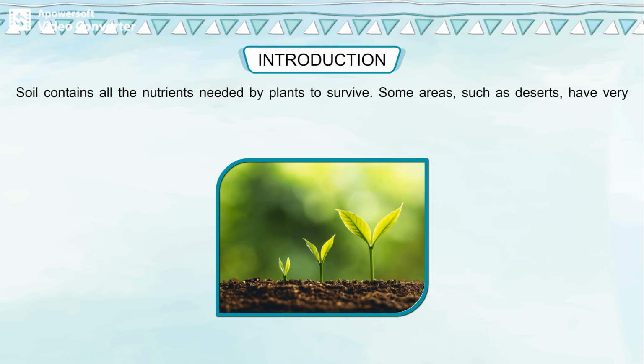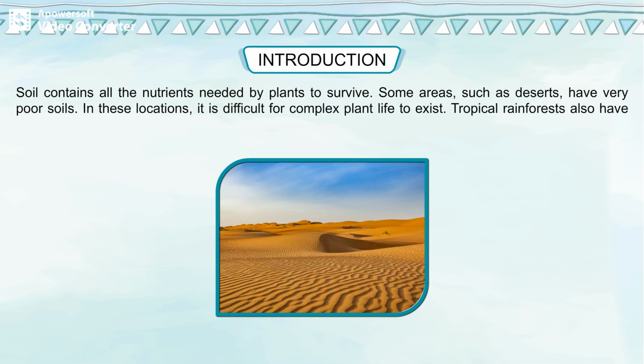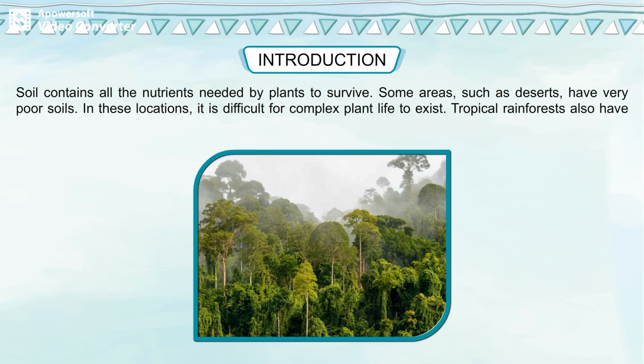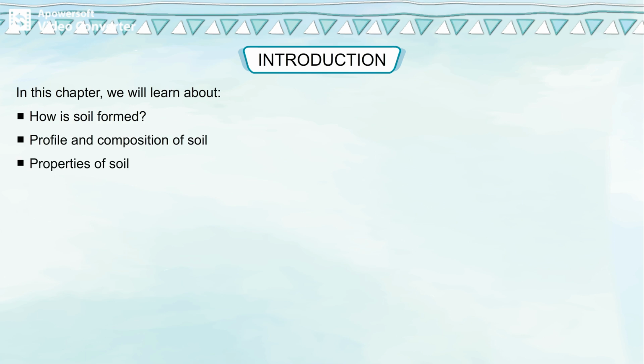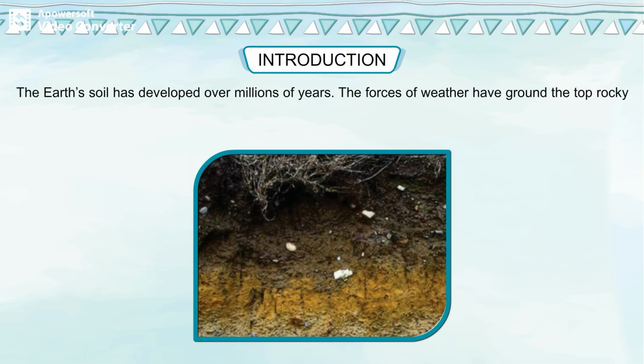Some areas, such as deserts, have very poor soils. In these locations, it is difficult for complex plant life to exist. Tropical rainforests also have poor soils because most of the nutrients are already present within the living plants. In this chapter, we will learn about how soil is formed, profile and composition of soil, properties of soil, soil erosion, and soil pollution. The Earth's soil has developed over millions of years.